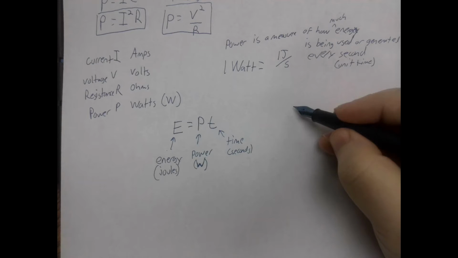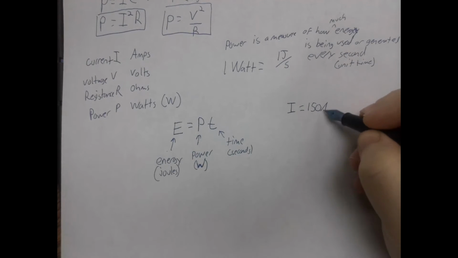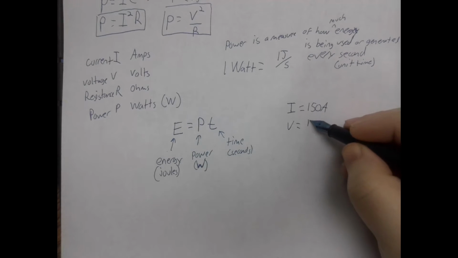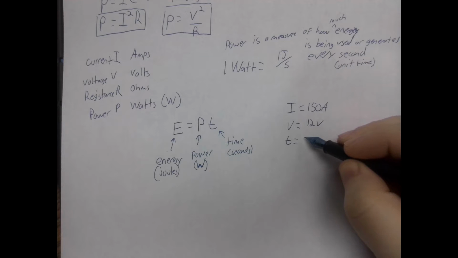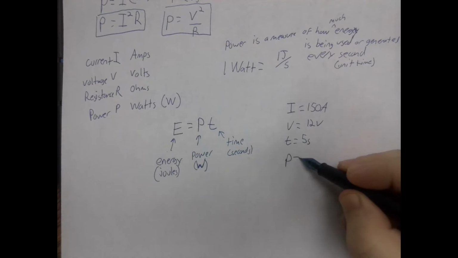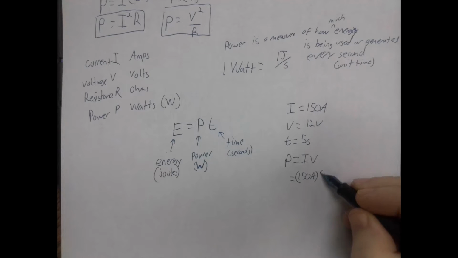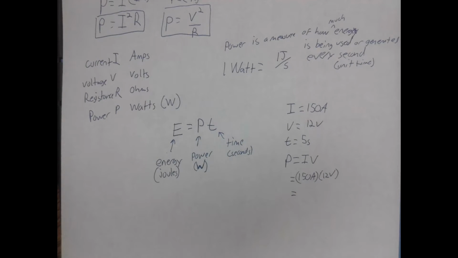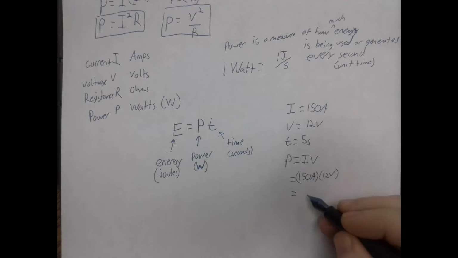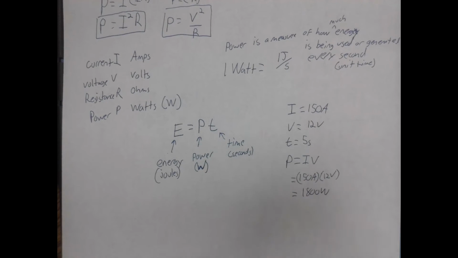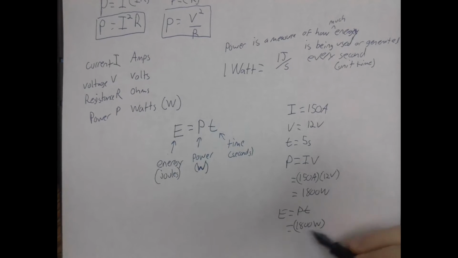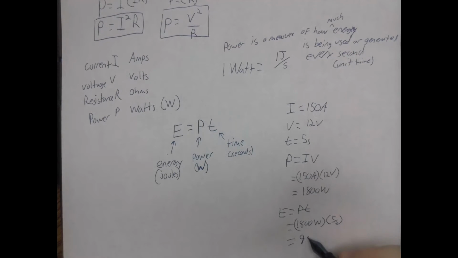So that problem stated that the current is 150 amps, the voltage is 12 volts, and the time is 5 seconds. We know that power is equal to current times voltage, so that's 150 amps times a voltage of 12 volts, which is equal to 1800 watts. And we know that energy is power times time, so 1800 watts times 5 seconds is 9,000 joules.